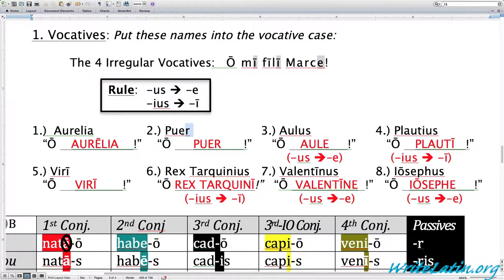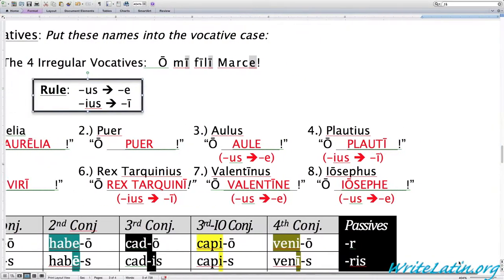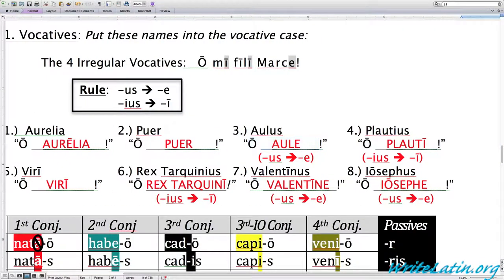So, puer does not end us or ius, so you just keep it like it is. Number three, O Aulus becomes O Aule. And if you want to know why, it's because us becomes e when you're using the vocative case, when you're directly addressing it. Number four, O Plautius becomes O Plauti, because ius equals i.